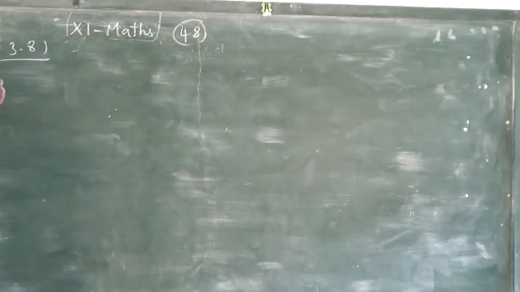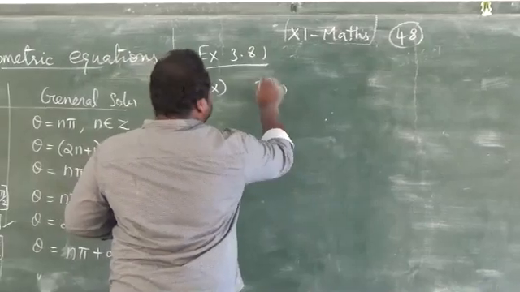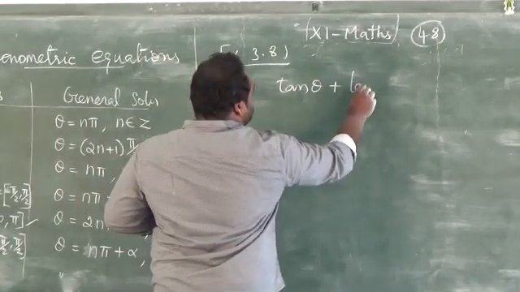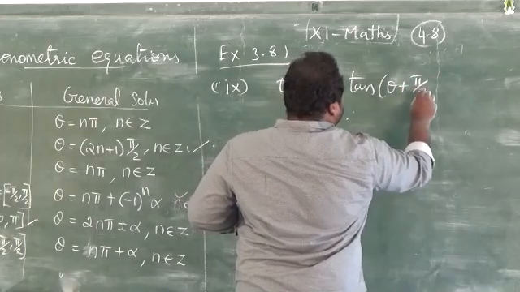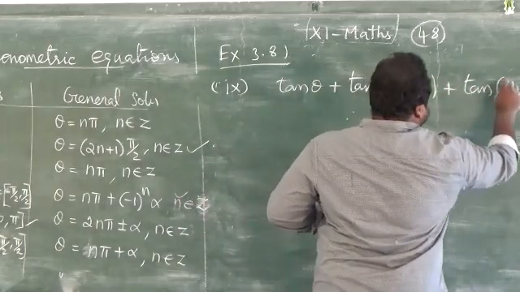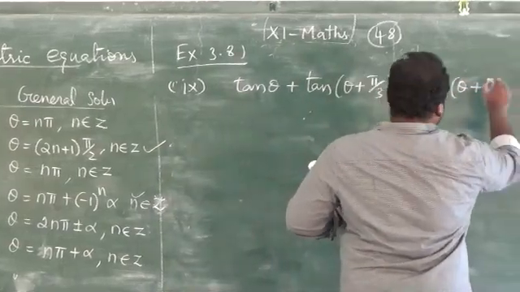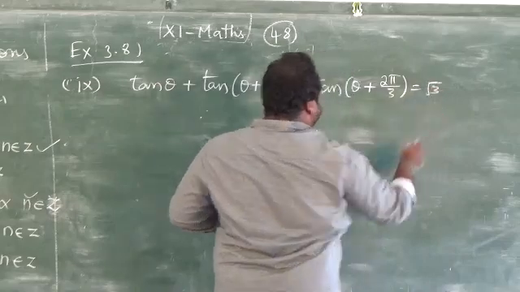Problem number 9. tan(theta) plus pi by 3, plus tan(theta) plus 2 pi by 3, equal to root 3.